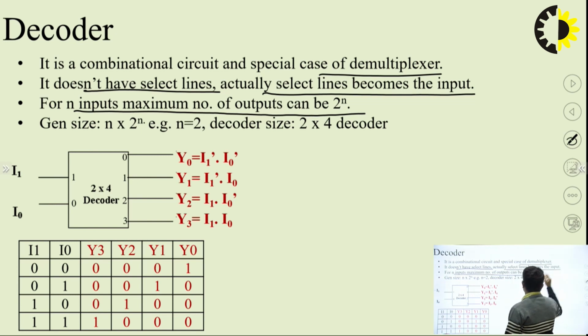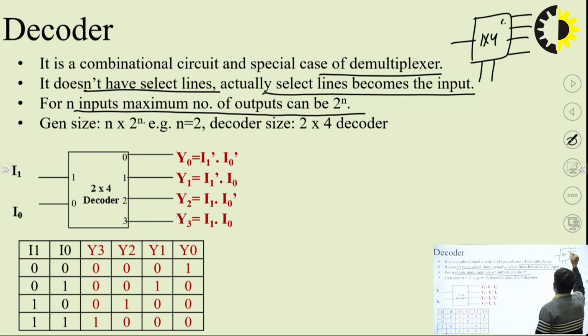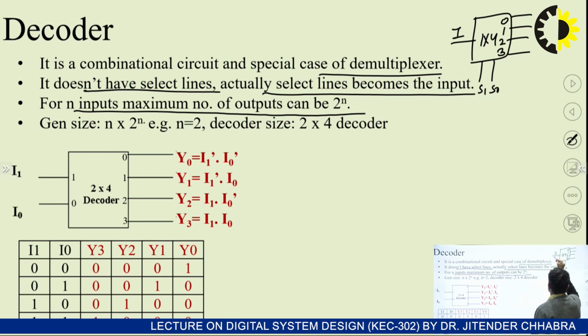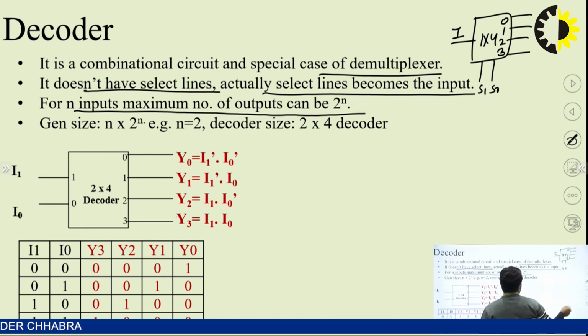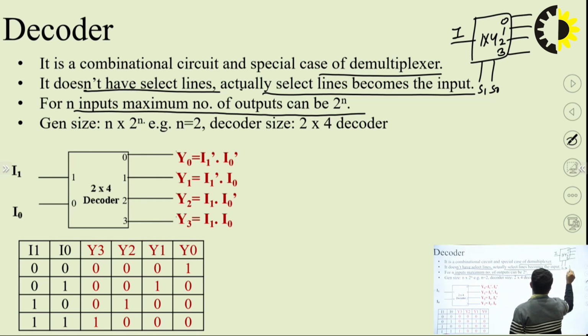So if we take the example of a demultiplexer, let's suppose I take the example of a 1 cross 4 demultiplexer, which has 4 outputs, 2 select lines S1, S0, and a single input I. So how is this demultiplexer converted to a decoder? It does not have select lines. Actually, the select lines become the inputs. So these select lines are placed at the input side.